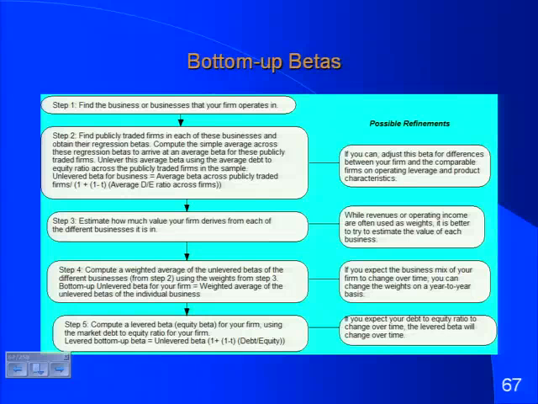So let's play along. Let's suppose I find 100 steel companies and 100 chemical companies. So I'm going to get 100 betas for steel companies, 100 betas for chemical companies. I'm going to average those betas out. I'm going to end up with an average regression beta for steel companies, an average regression beta for chemical companies, right?